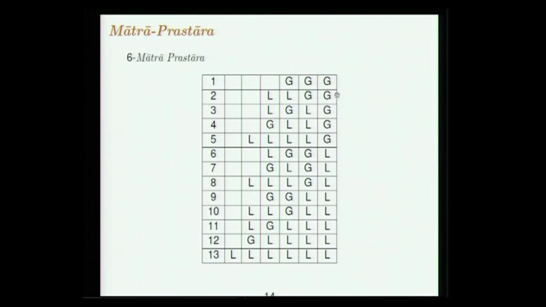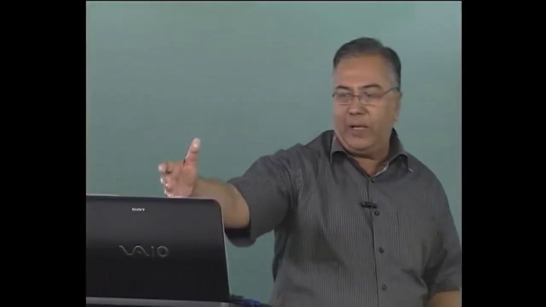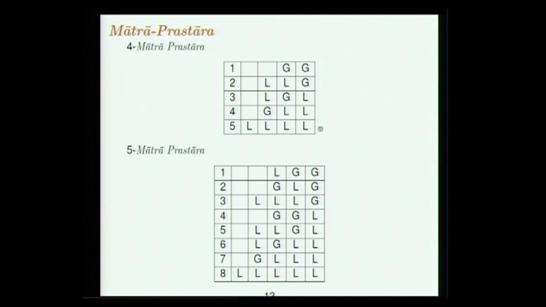So, immediately you can see there is a pattern. You have these G's here in the first 5 rows. You have these L's in the next 8 rows. If you go behind, this had 5 rows, this had 8 rows. So, all that you need to do to obtain the 6 matra vritta prastara is write the 4 prastara and write the 5 prastara below that. Write 5 G's here, write 8 L's here. Obviously, because to the 4 matra vritta prastara, if you put a G on the right, it will become all 6. To the 5 matra vritta prastara, you add L to the right, it will all again become 6.